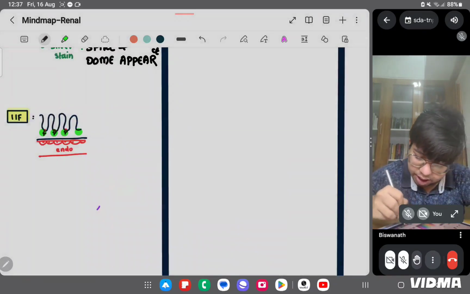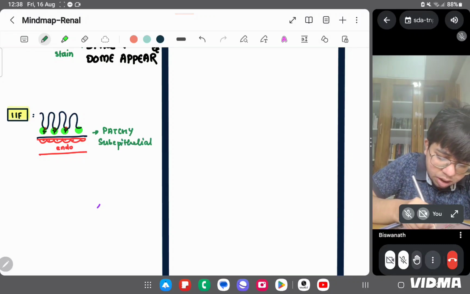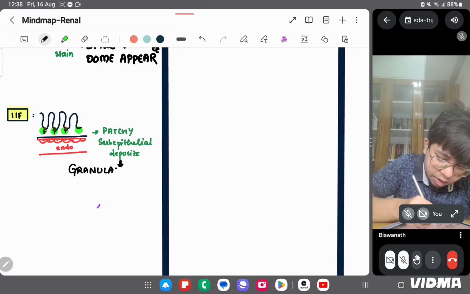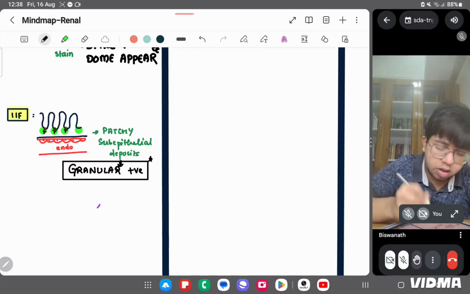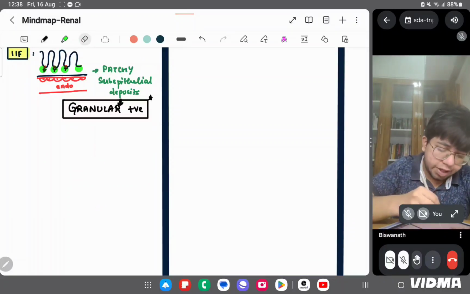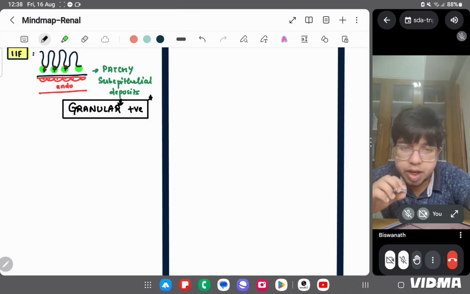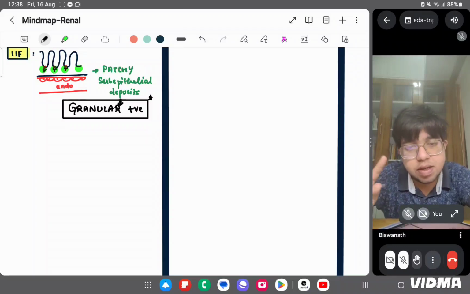Let's write it in green. Patchy subepithelial deposits, and this will give a characteristic granular positive. This term is important. Granular positive, right? After immunofluorescence, we'll see what? We'll see electron microscopy, right? And in electron microscopy, what will you find? Subepithelial electron dense deposits. Clear?